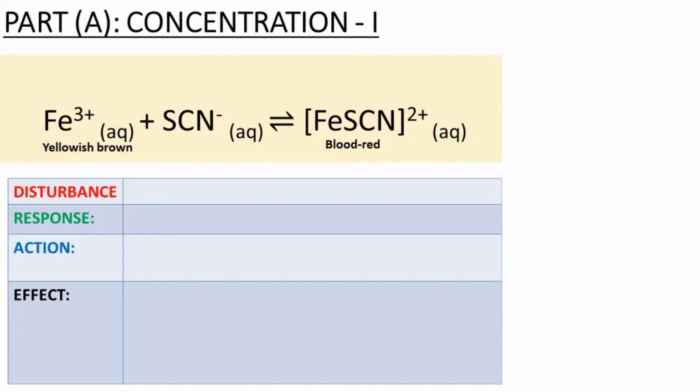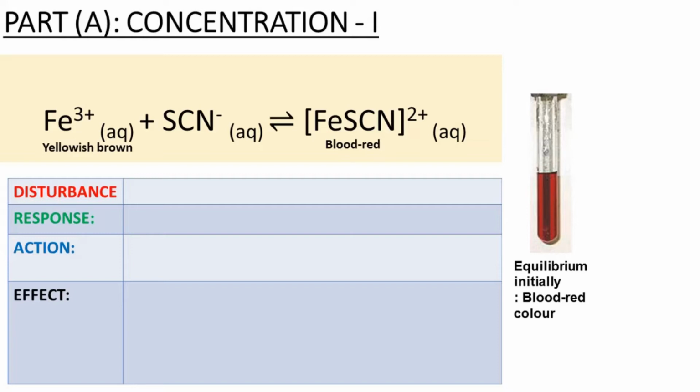Now we shall apply the same concept into experiment 5. In part A of experiment 5, an equilibrium system of iron(III) ion, thiocyanate ion, and thiocyanoiron(III) complex ion is being studied. Iron(III) ion is yellowish brown in color, while thiocyanoiron(III) complex ion is blood red in color. Initially, the equilibrium is blood red in color, as shown in the picture.